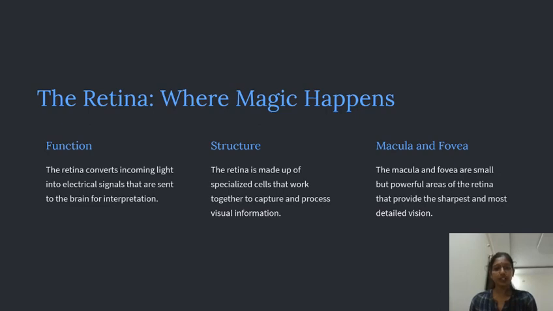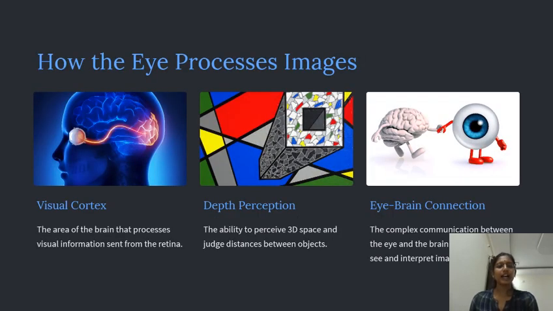Then macula and fovea. The macula and fovea are small but powerful areas of the retina that provide the sharpest and most detailed vision. So here the main vision takes place in the macula and fovea. Next, how the eye processes images: visual cortex, depth perception, and eye-brain connections.